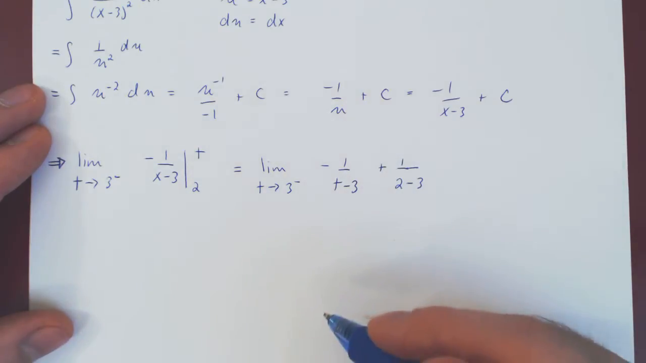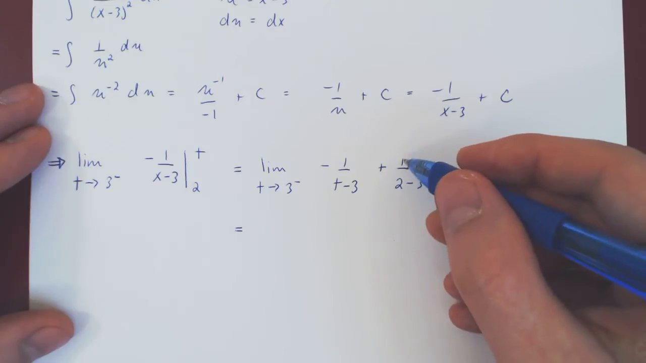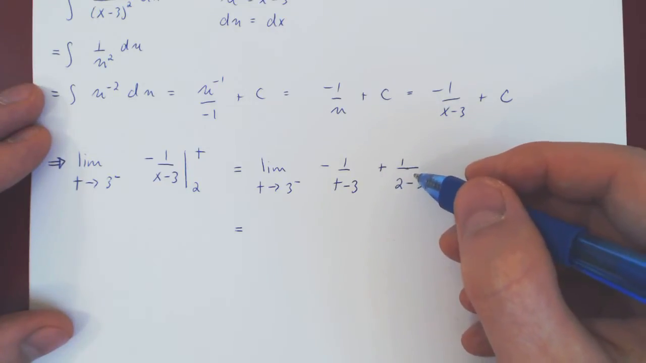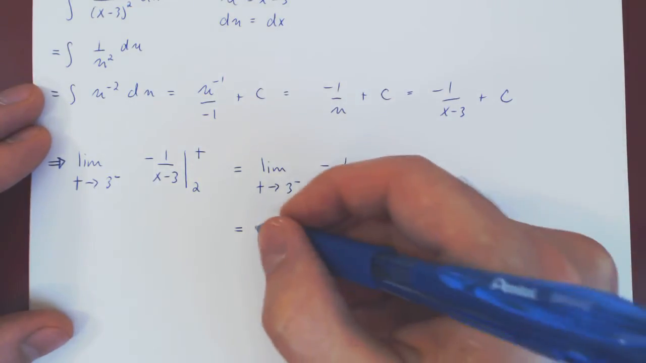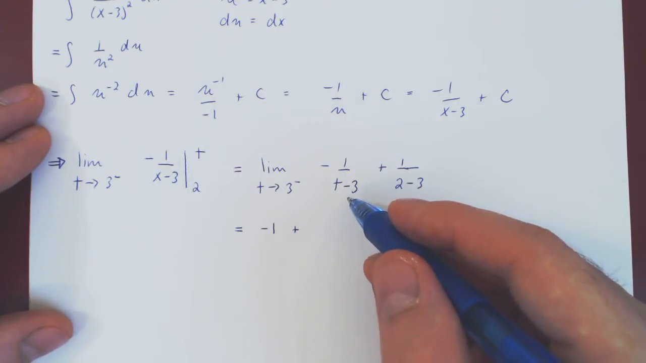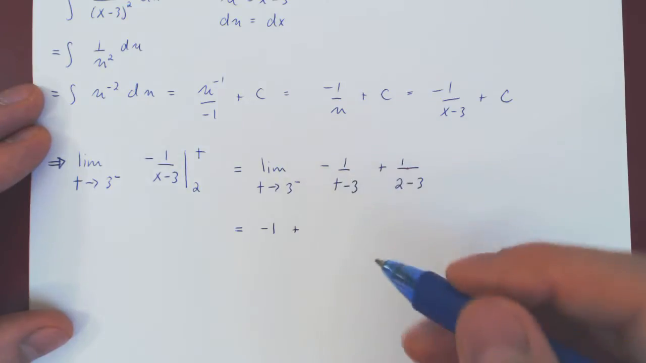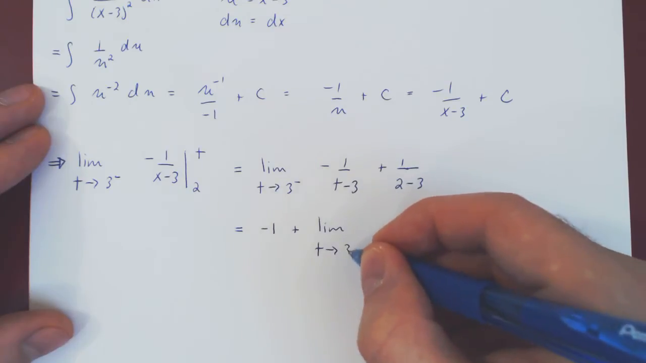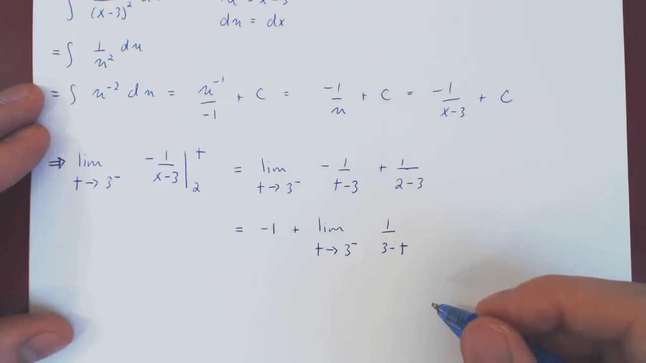Let's simplify a little bit here. So 1 over 2 minus 3 is 1 over negative 1. So it's just negative 1. It's a constant. It can be pulled out of the limit. So we have negative 1 plus. And here, if I want, I can put a negative here and do 3 minus t instead. So the limit, as t approaches 3 from the left, of 1 over 3 minus t.